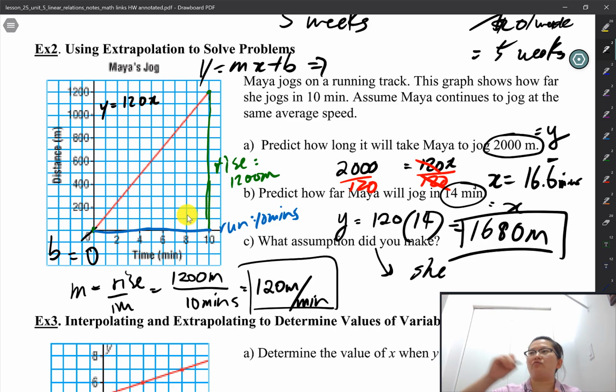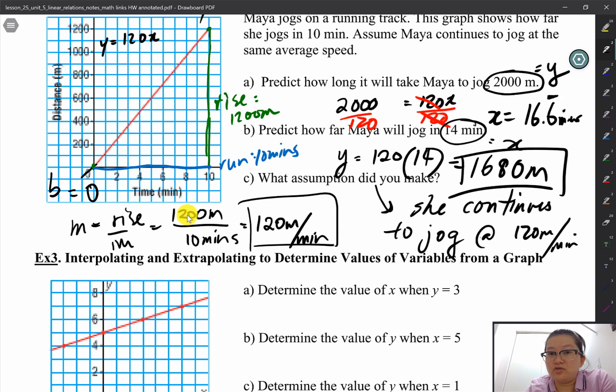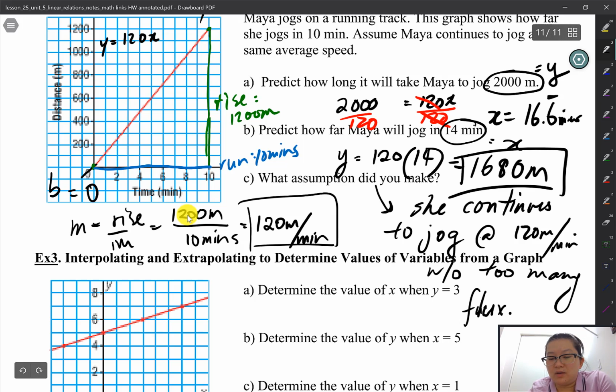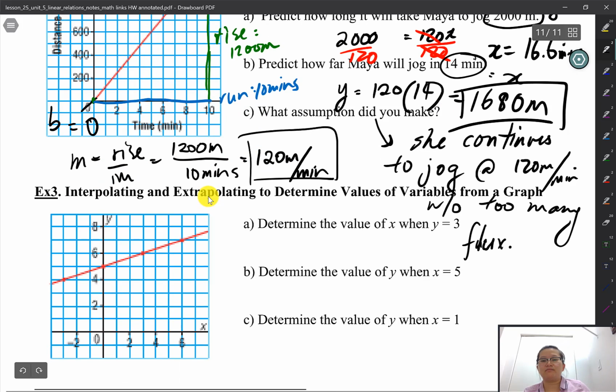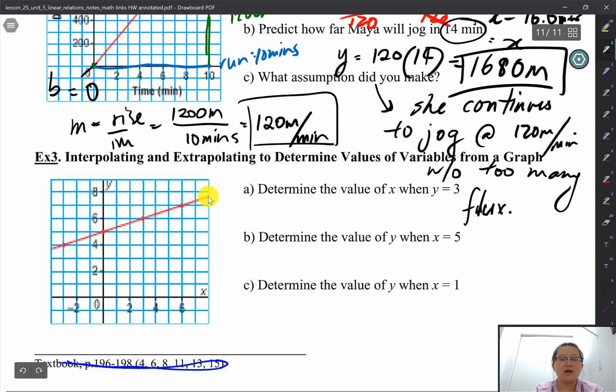Even though the graph roughly shows a straight line, it might show some jagged lines later, even though it looks like the trend is pretty much straight. But yes, it means that she continues to jog at this average speed without too many fluctuations. I'm just going to write "without too much flux," because I'm running out of space.